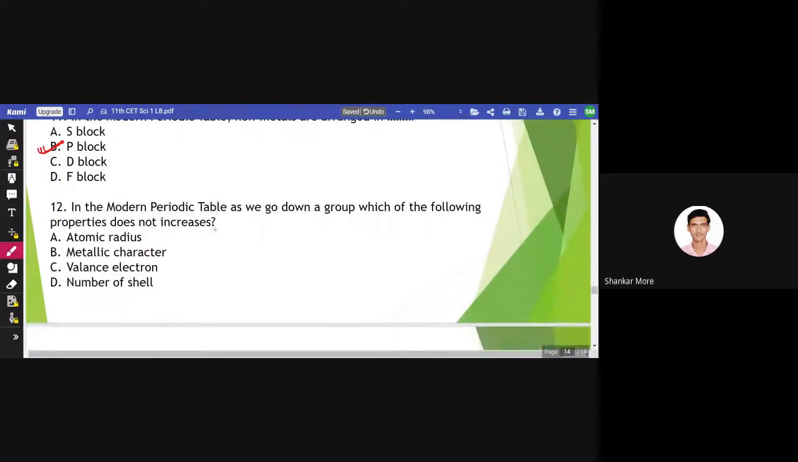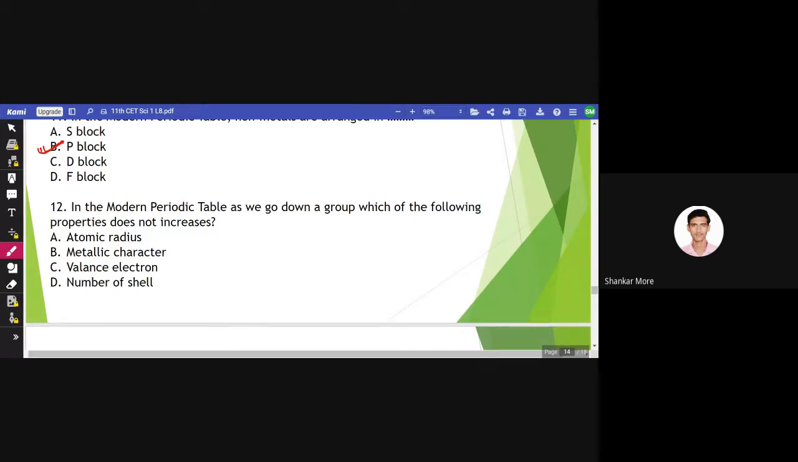Chalo. In the modern periodic table, as we go down a group, which of the following properties does not increase? Read the question again. As we go down a group, which of the following properties does not increase? So which property will not increase? Will atomic radius increase or not? You tell me.